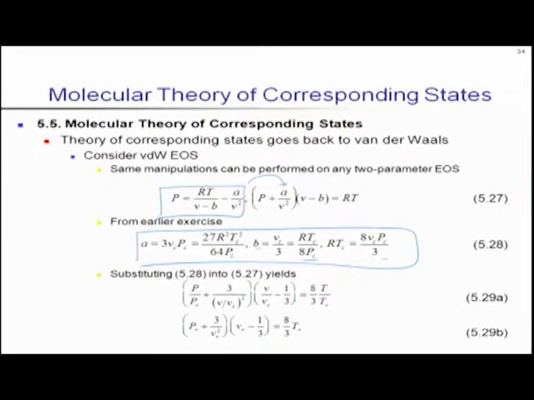Now, if you substitute this in this equation, you get the following, okay, P by Pc plus 3 divided by V by Vc to the power square, V by Vc minus 1 by 3 is equal to 8 by 3 T by Tc. Now, what we are going to define is that T by Tc is Tr, P by Pc is Pr, and V by Vc as Vr. So, what we got is basically van der Waals equation of state in reduced temperature, pressure and molar volume, okay. So, that is an expression of that.